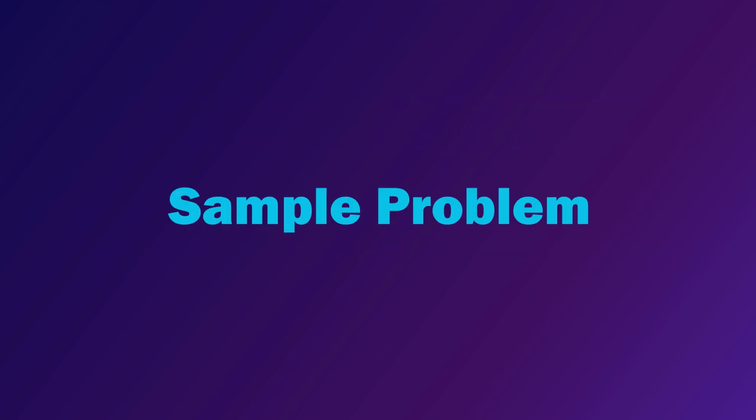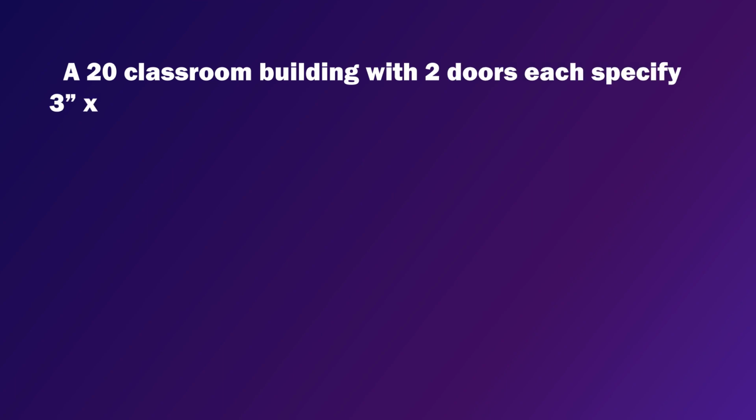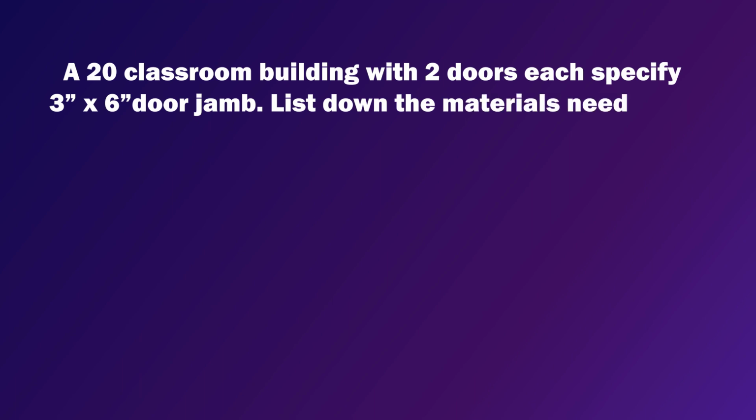For example, a 20 classroom building with 2 doors each, specifying 3 by 6 inches door jamb, and our task is to list down the materials needed for fabrication. As what I've said earlier, there are 2 ways or options that we can consider in ordering lumber for door frame. First is ordering 18 feet long for each door jamb and header.